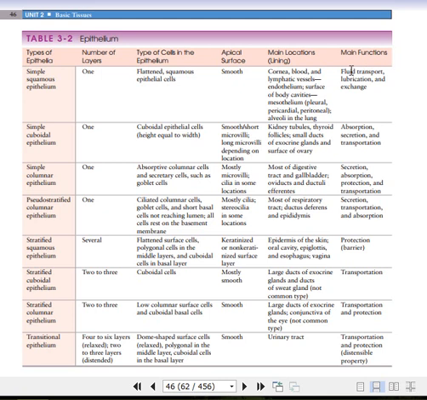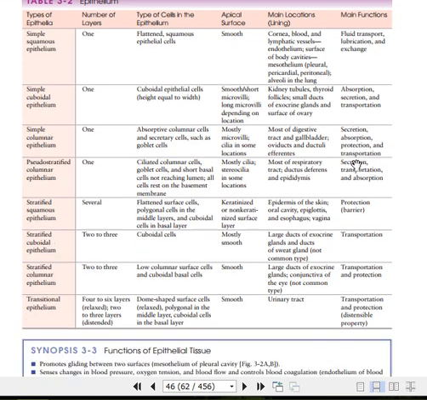Now, if the apical surface is smooth, it's going to be used in transport. Is it clear? Now, if the apical surface contains microvilli or stereocilia, it's going to be used in absorption. If the apical surface contains cilia, it can also be used in transportation of materials. Is it clear? And if the apical surface is smooth, it is lubrication. So those are the elements you can keep in mind. You can just cram it as such. If the apical surface is smooth, then it is used in lubrication.